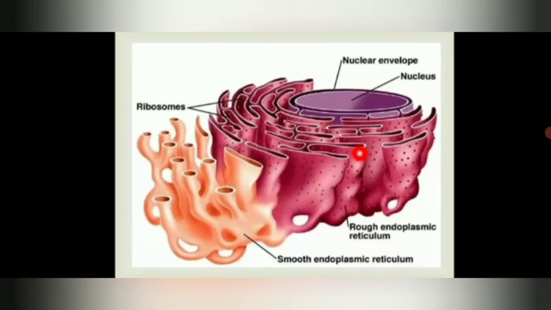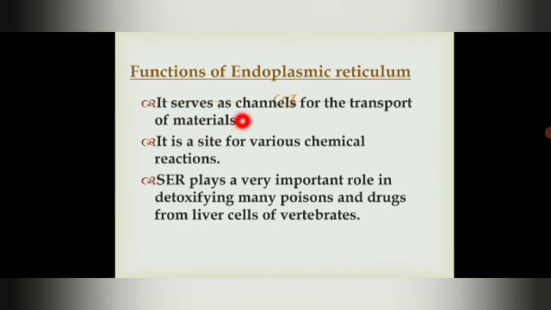Let us understand the various functions of endoplasmic reticulum. It serves as a channel for the transport of materials. Whatever materials are produced or manufactured in ER have to be supplied to the various parts of the cell, right? That channel is provided by the endoplasmic reticulum. These materials will be transported between various regions of the cytoplasm or between the cytoplasm and the nucleus. Second, it is a site for various chemical reactions. It provides that platform for various chemical reactions to take place.